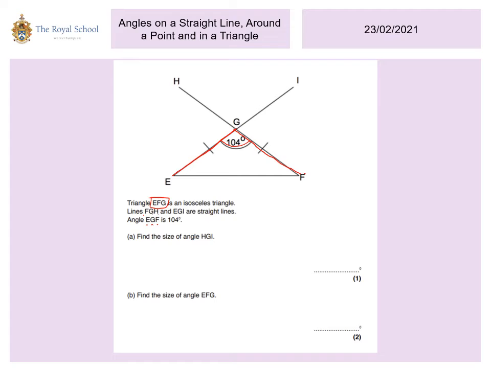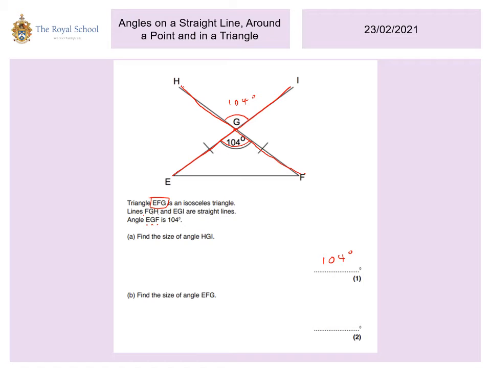So find the size of angle HGI. Well, from H to G to I, I've now made this angle here, where letter G is enclosed. So find the size of that. Well, we've got two straight lines crossing here, EGI and HGF, and therefore we've got opposite angles. So this angle here is also going to be 104 degrees. I'm going to label it on the diagram as well.